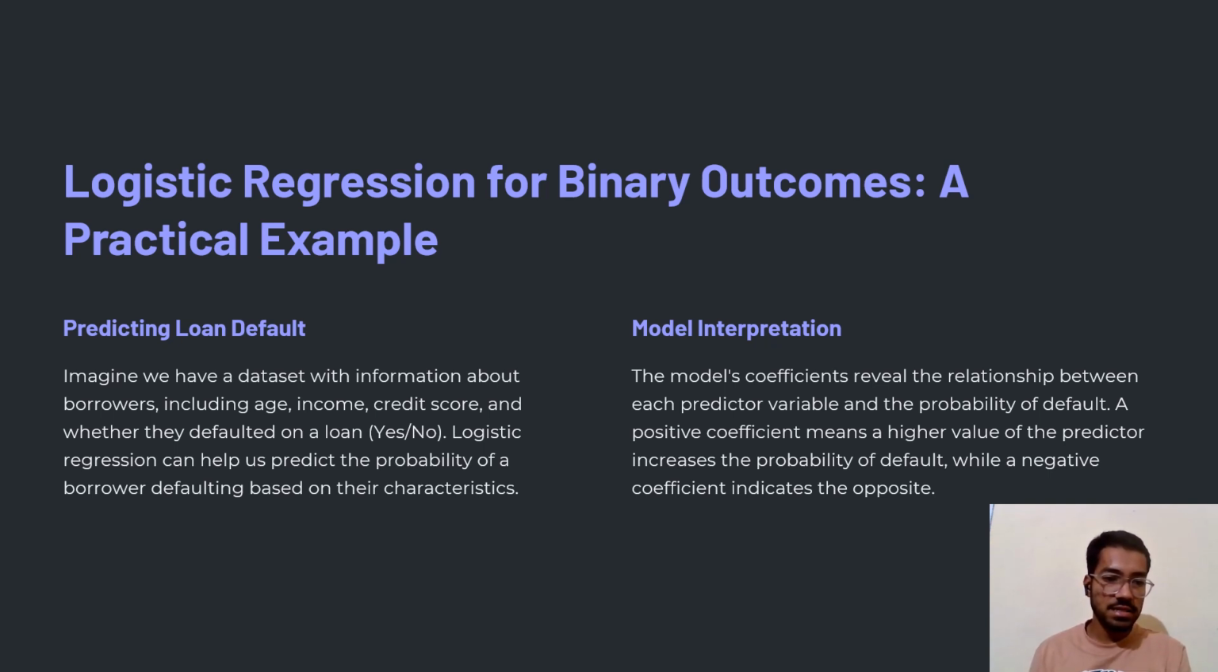Imagine we have a dataset with information about borrowers, including age, income, credit score, and whether they defaulted on a loan, yes or no. Logistic regression can help us predict the probability of a borrower defaulting based on these characteristics. Model interpretation. The model coefficient reveals the relationship between each predictor variable and the probability of default. A positive coefficient means a higher value of the predictor increases the probability of default, while a negative coefficient indicates the opposite.